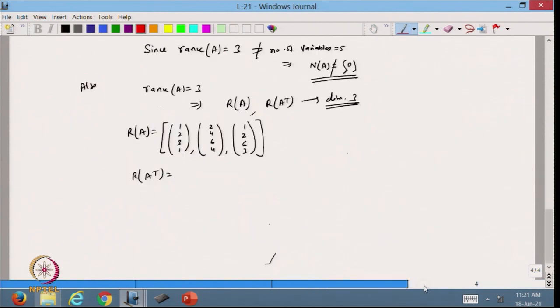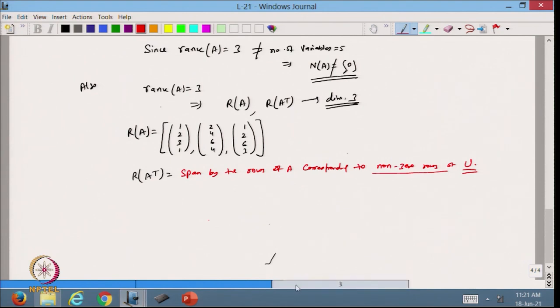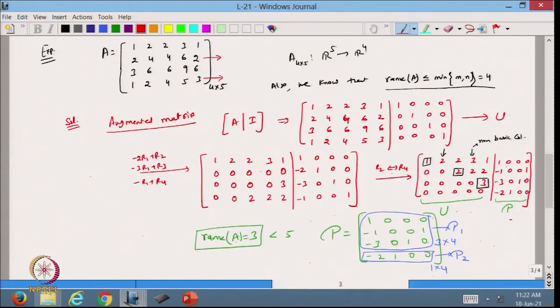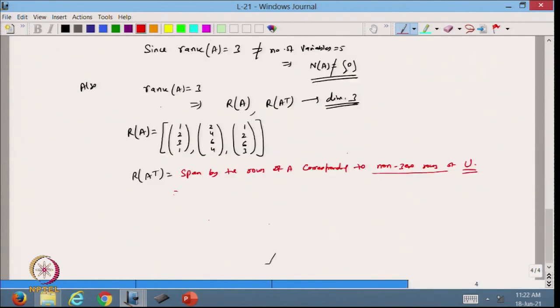So, from here you can check that the range space A transpose is spanned by the rows of A corresponding to non-zero rows of U. So, now this is basically this row I am talking about. From here I just have to leave my second row. So, from here you can check that this is spanned by the element 1, 2, 2, 3, 1.